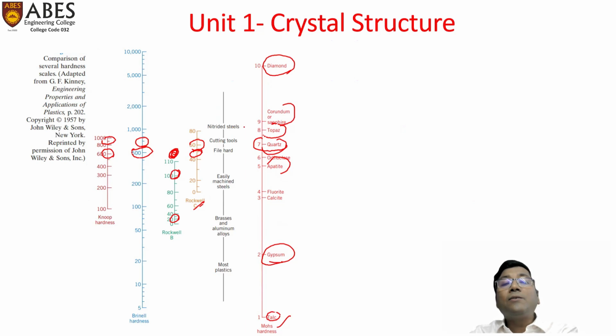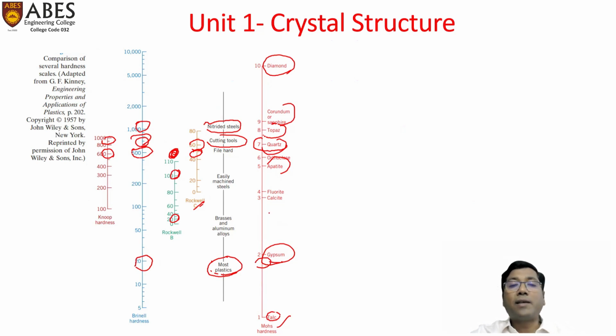The various materials and where they lie on the hardness scales are mentioned here. Nitrided steels are around 1000 Brinell hardness number, cutting tools around 700 to 800 Brinell hardness number. Similarly, most plastics are not that hard and have only 15 to 20 Brinell hardness number, and very little between 1 and 2 of the Mohs hardness scale.